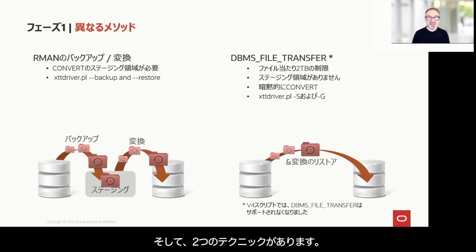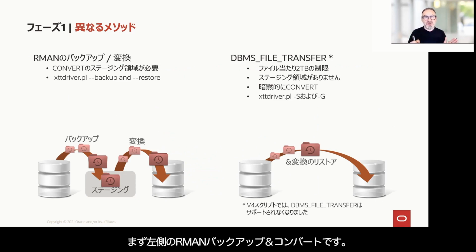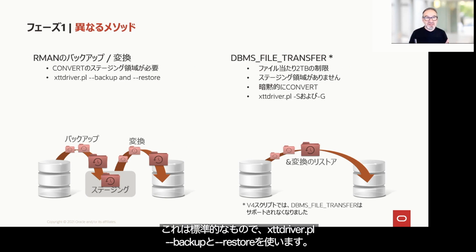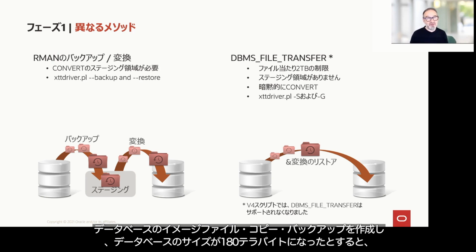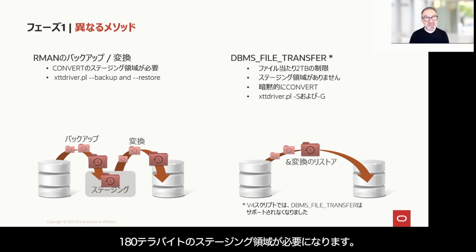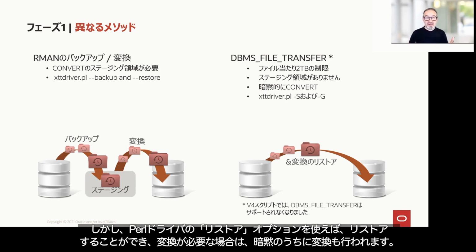And there are 2 techniques available. First of all, on the left side, RMAN backup and convert. This is the standard, and you would use xttdriver.pl --backup and --restore. You can see in the picture that the RMAN technique has one disadvantage. You need staging space. As we create an image file copy backup of our database, if our database is now 180 terabytes in size, we need 180 terabytes of staging space. But then with the restore option of the Perl driver, we can restore, and if a conversion is needed, that will implicitly do the conversion as well.